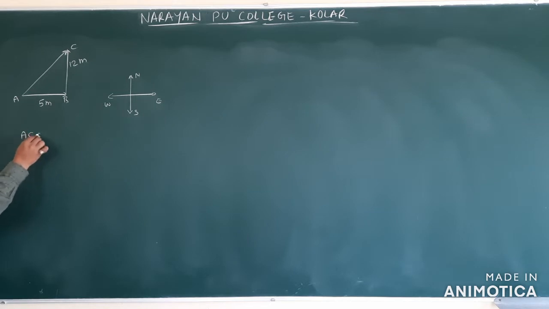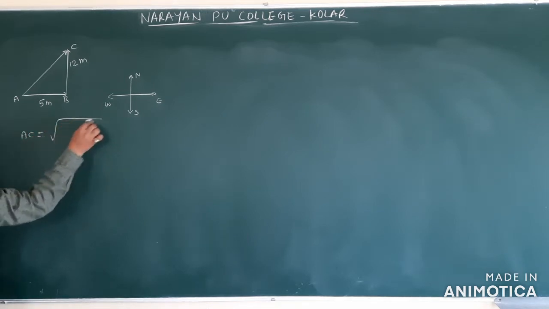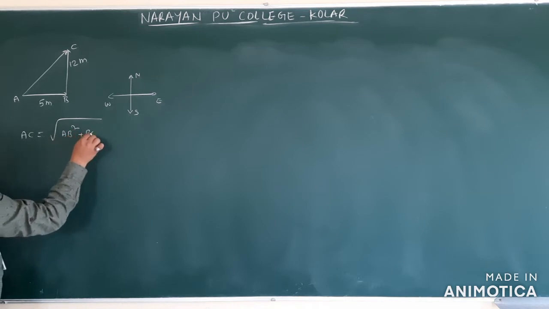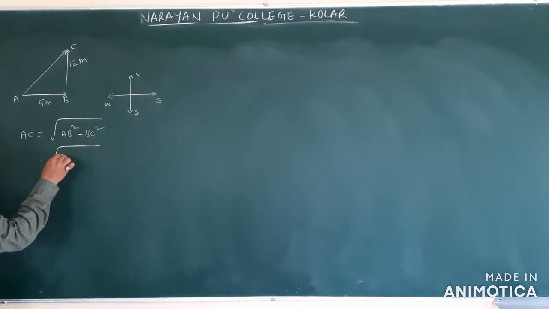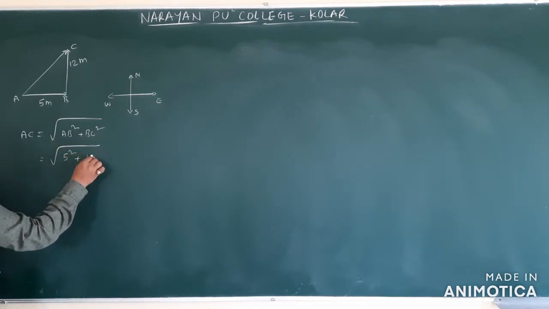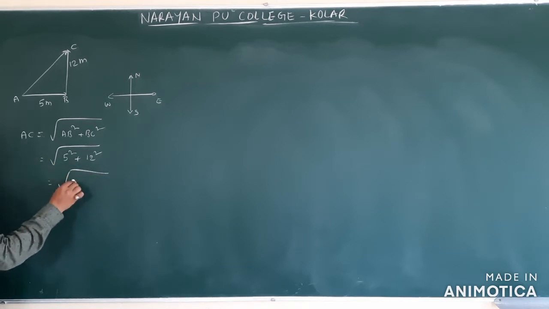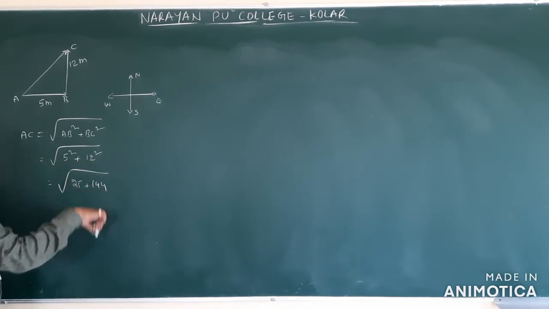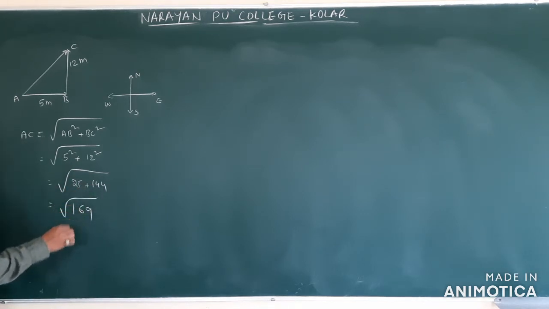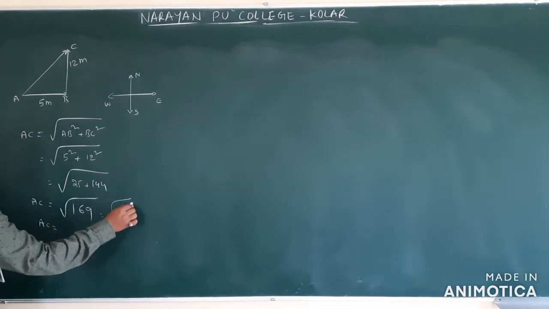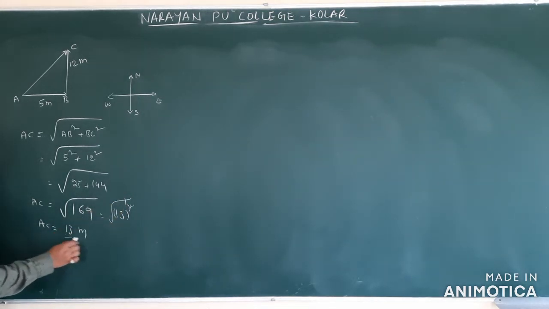So AC is equal to, what is the formula? Root of AB square plus BC square. What is the AB value? 5 square. What is the BC value? 12 square. So 25 plus 144, that is 169. So without a calculator we have to say how much is root 169? Root of 13 square, the square root will be cancelled. 13 meters. So AC is 13 meters, but displacement needs direction.